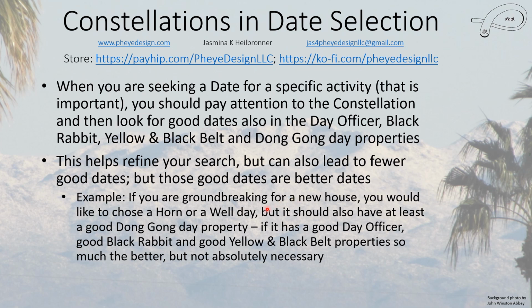So here's the example. If you want to do groundbreaking for a new house, a horn or a well day is the very best day. There's a couple other good days that are there too. The ones that are good for construction, even ones that are good for renovation aren't terribly bad. But you should have at least a good Donggong day property. And there are 5 different levels, so we're talking about the 2 best ones. But if it also has a good day officer, a good black rabbit, and a good yellow and black belt property, so much the better.